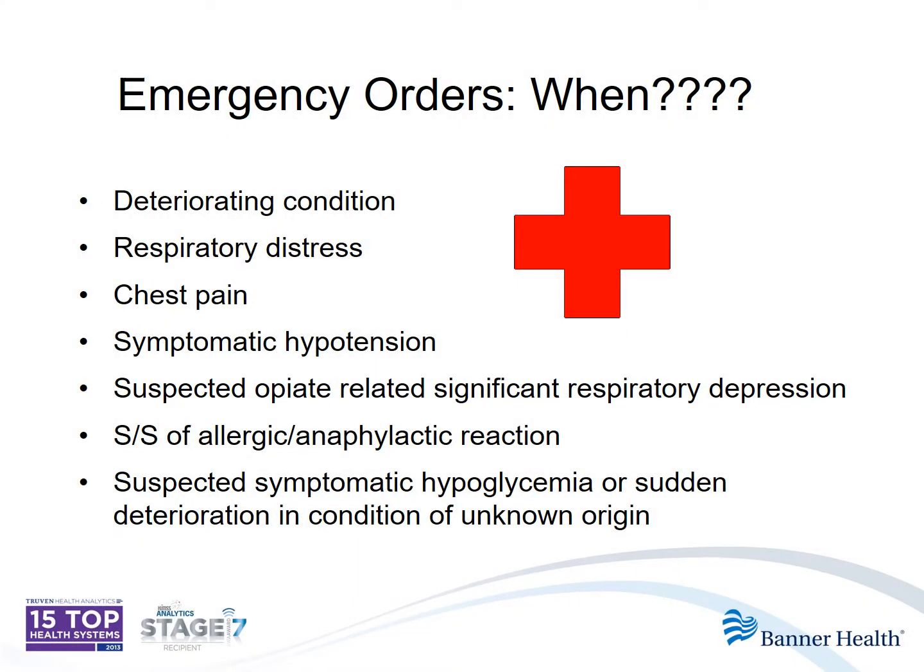The emergency response order set can be used for conditions such as respiratory distress, chest pain, symptomatic hypotension, suspected opioid-related significant respiratory depression, signs and symptoms of allergic or anaphylactic reaction, and suspected symptomatic hypoglycemia or sudden deterioration in a condition of unknown origin. The emergency response orders are found in the admission set. If you're going to use the emergency response order set, please be sure that you call a rapid response, as this is a patient who may be deteriorating and will need advanced support. Don't forget to call the MD.